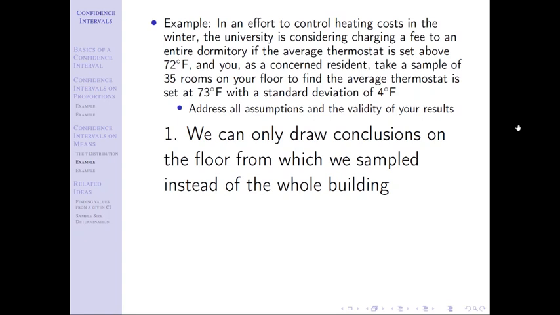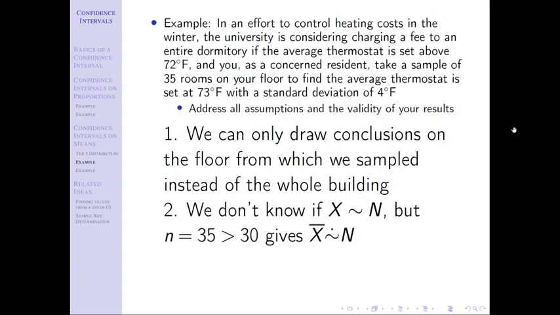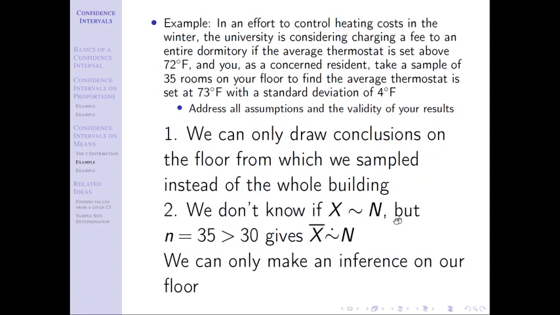Notice in this problem, we have no idea what the distribution of X is. There's nothing in there about symmetry, skewness, normality, nothing. So because we know nothing about the skewness, we're just going to talk about our sample size, and I'm going to say 35 is greater than 30, and so I can say X bar is approximately normal. And as we've talked about before, never a bad idea to come back and make some concluding statements. Are the results valid? Are the results not valid? I'm going to summarize them and say everything's fine, except we can only make inferences on our floor.